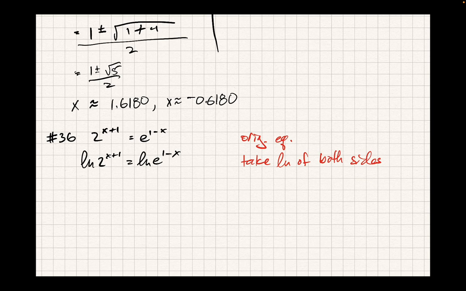The ln e simplifies using what property? What property of logs? These are inverses. It's the inverse. ln is log base e. Log base e of e to the whatever should give me what on the right side? 1 minus x. 1 minus x, and that was what property? Inverse property.